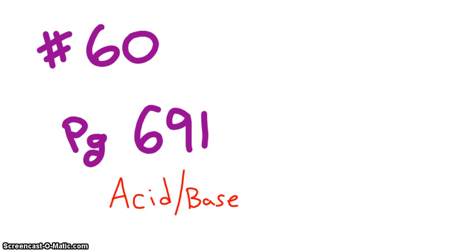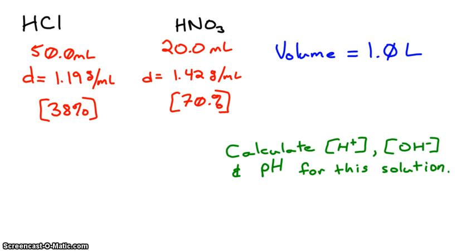Problem number 60, page 691, acid-base chemistry. In this problem, you're told that 50 milliliters of HCl and 20 milliliters of HNO3 are going to be diluted to 300 milliliters and then diluted to a final volume of 1 liter.